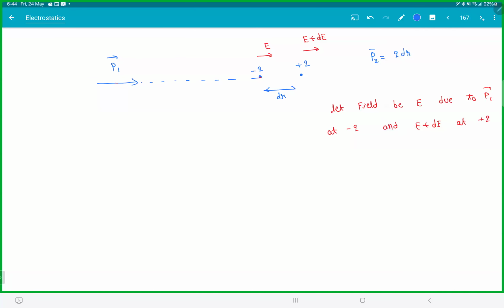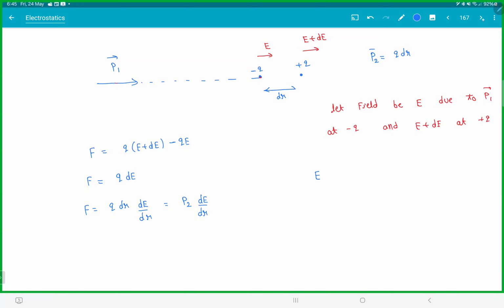Fair enough. So the force on the second dipole would be Q into E plus dE minus Q into E. So QE, QE will cancel. You'll end up with Q into dE. Clear? Now, the force would be, if I multiply dr here and divide by dr here, this becomes the dipole P2 and this becomes dE by dr.